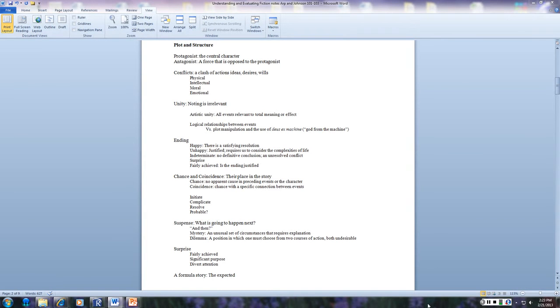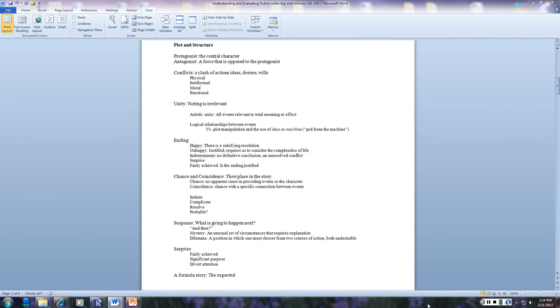And if so, is it the beginning of something? And initiates? Does it complicate? Does it cause conflict? Does it resolve something? And is it probable? There is chance in life. We're not going to take it out of the story at all. However, how does it enter into the overall structure of the story?